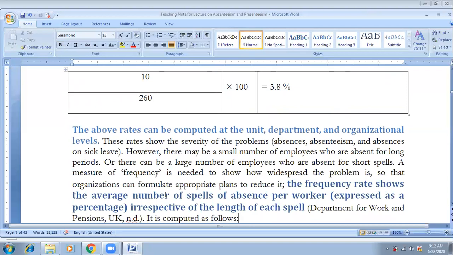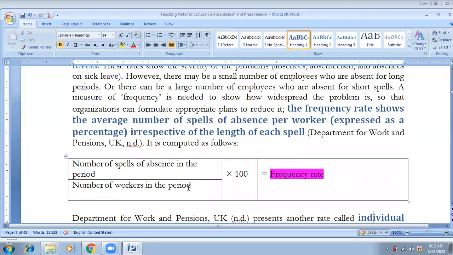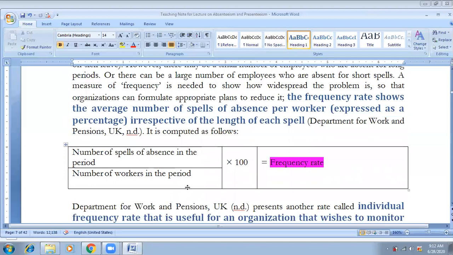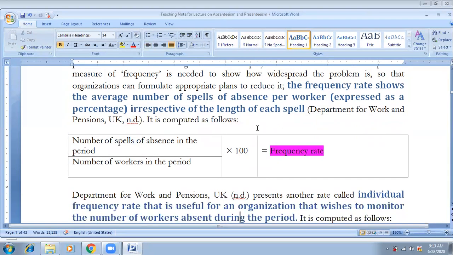In addition to the above rates, there are some other rates, especially according to the Department for Work and Pensions, United Kingdom. One additional rate is the frequency rate: the number of spells of absence in the period. What are spells here? Times. How many times the person became absent: one time, two times, three times, likewise. Divided by the mean number of workers in the period, then multiplied by 100. You get the frequency rate.